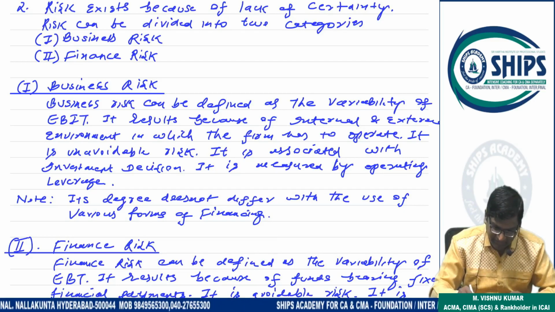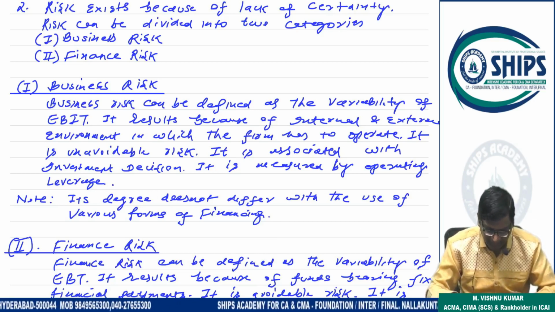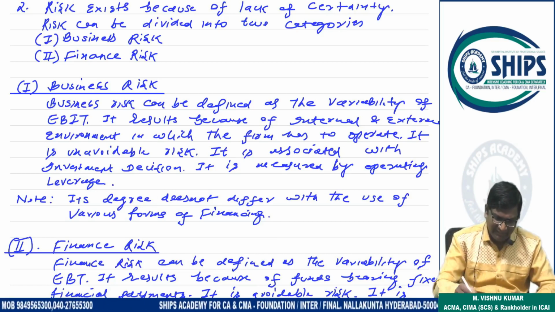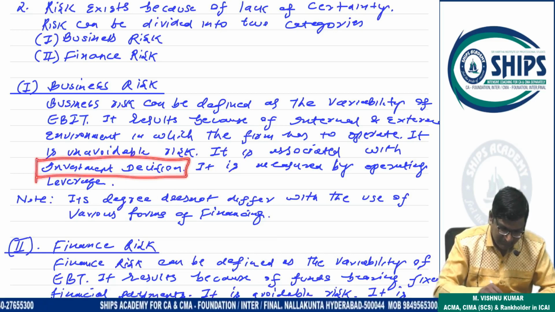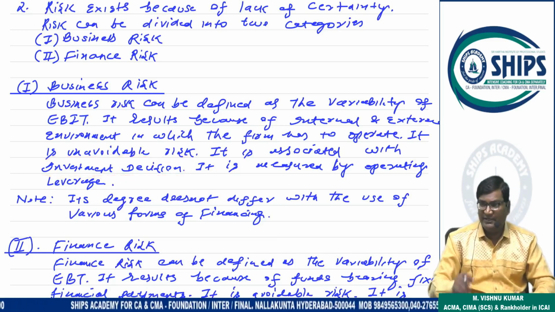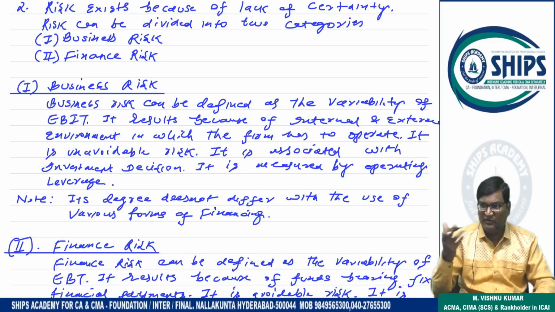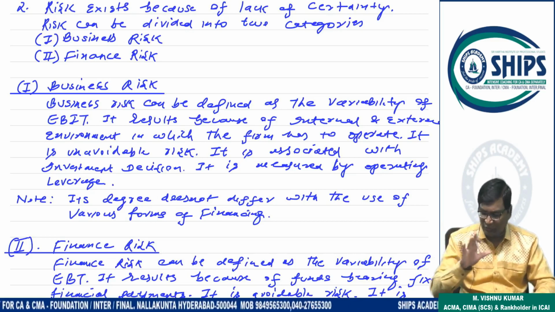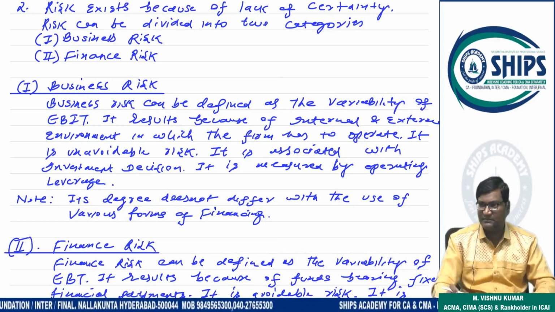So it is measured by operating leverage. This business risk arises due to investment decision. It means if your investment is increasing, operating costs increase. If your investment is not increasing, operating costs will not increase, and risk will also not increase. I hope you understand all these points. Right.